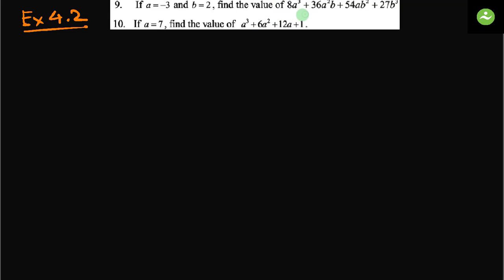and it looks like the (a plus b) whole cube form. We know (a plus b) whole cube equals a cube plus 3a square b plus 3ab square plus b cube. Let us write it. (a plus b) whole cube equals a cube plus 3a square b plus 3ab square plus b cube.